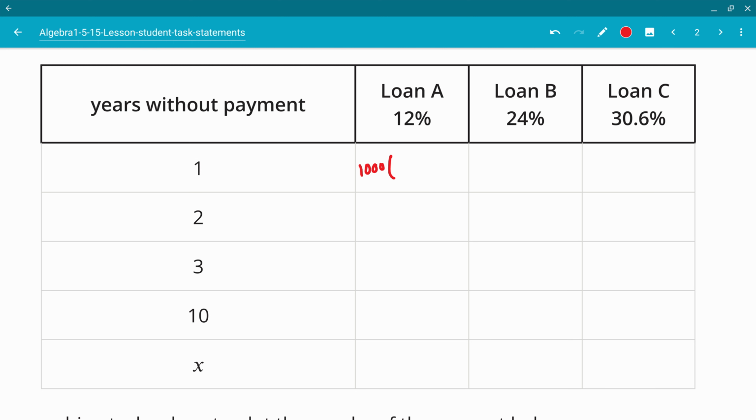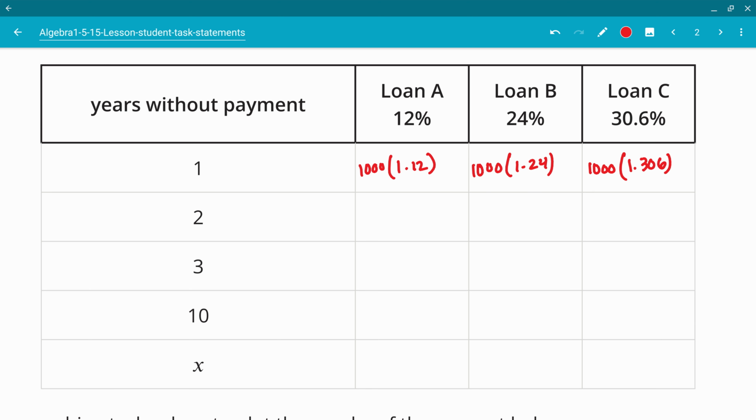And we're multiplying this by 1.12 because the 1 stands for the original $1,000 and the 0.12 is the interest. And then we would just change the number after 1,000 depending on what our interest rates are. So this would be 1,000 times 1.24 to represent the 24% interest rate. And now here's going to be 1,000 times 1.306 to represent the 30.6% interest rate. And we're only doing that one time.